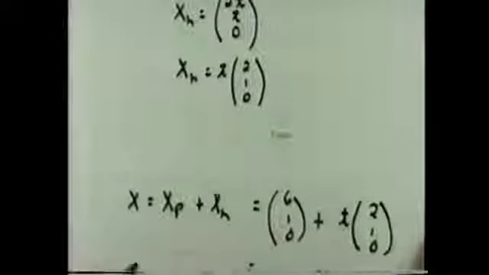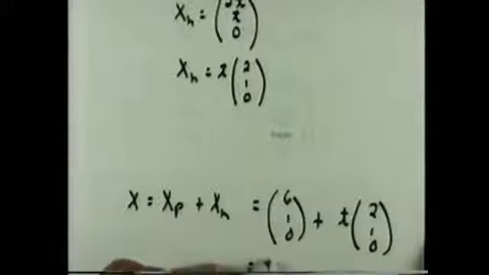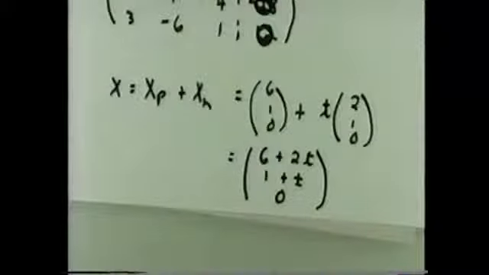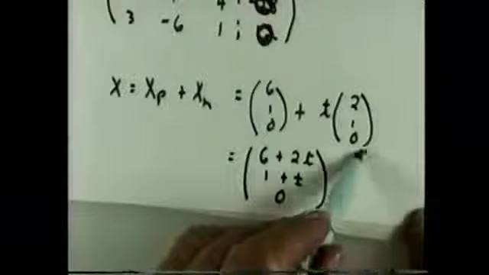Or I could write this as 6 plus 2t, 1 plus t, 0, if I wanted to add the matrices. But the top form would be the preferred way of writing it.